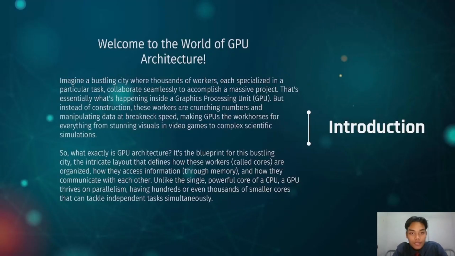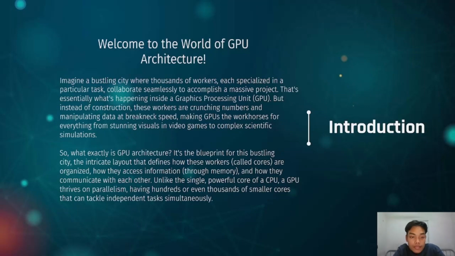So as the greeting, welcome to the world of GPU architecture. Imagine a bustling city where thousands of workers, each specialized in a particular task, collaborate seamlessly to accomplish a massive project. That's essentially what's happening inside a graphic processing unit, which we call a GPU. But instead of construction, these workers are crunching numbers and manipulating data at breakneck speed, making GPUs the workhorses for everything from stunning visuals in video games to complex scientific simulation.